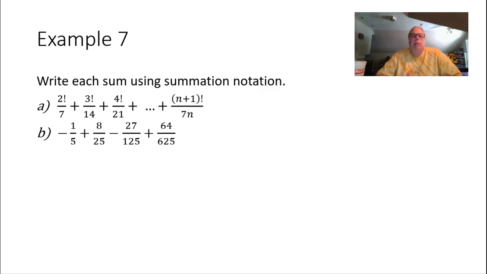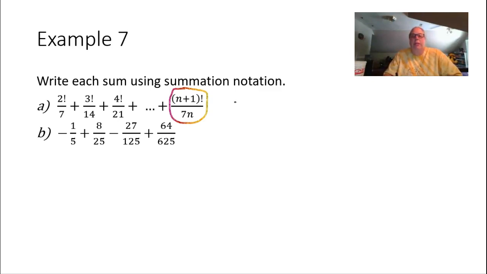Example 7, write each sum using summation notation. Part A, 2 factorial divided by 7 plus 3 factorial divided by 14 plus 4 factorial divided by 21 plus n plus 1 factorial divided by 7n. So basically, our formula has already been figured out for us right here. This is how we're going to generate these terms back here and everything in between.